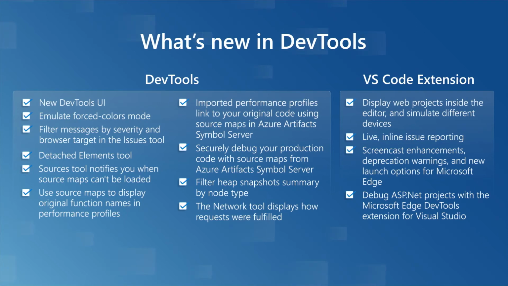There are so many exciting features here, like the Detached Elements tool, which can be used to improve performance by finding DOM memory leaks that are no longer attached to the DOM tree, but are still referenced by JavaScript running on the page. You can also debug unminified JavaScript in your DevTools using published source maps, which makes it a lot easier to debug. And if you want to make it more secure, you can first publish your source maps to Azure Artifact Symbol Server and then use source maps in your DevTools. But let me get into some more details about two of those features.